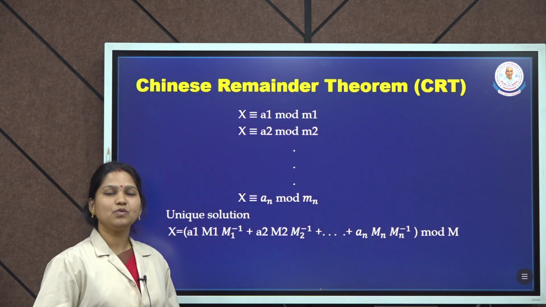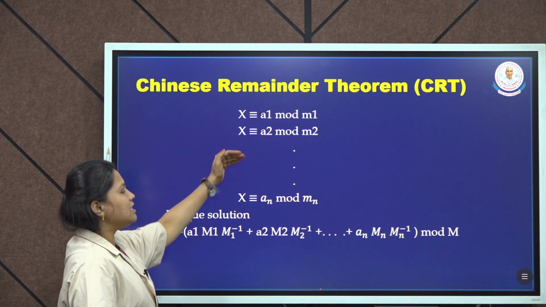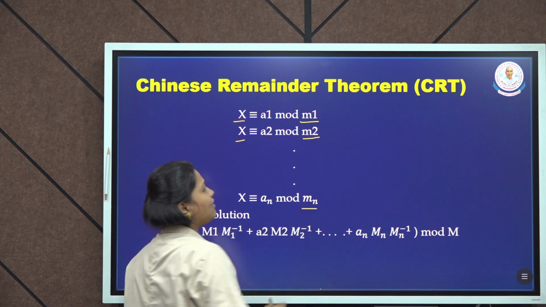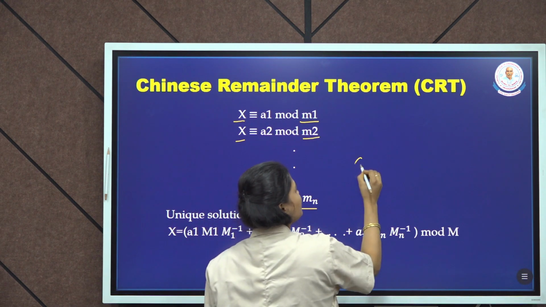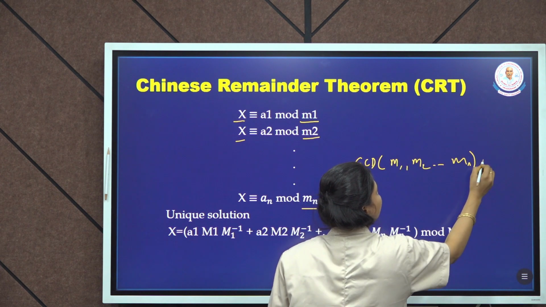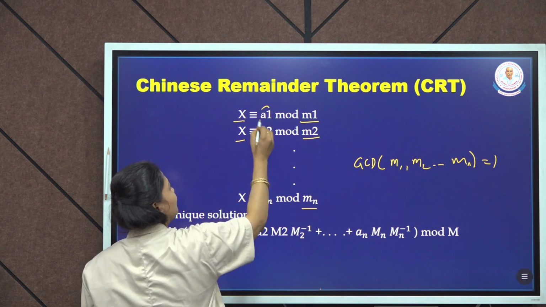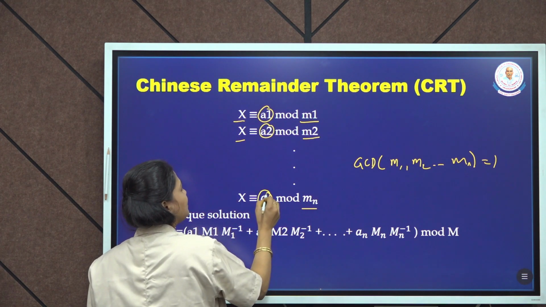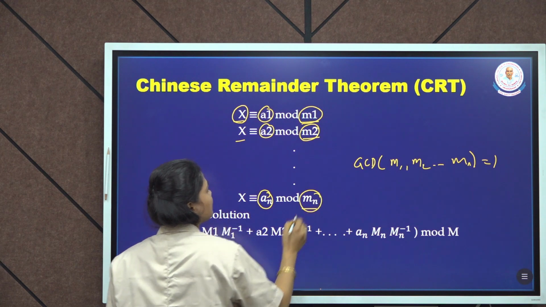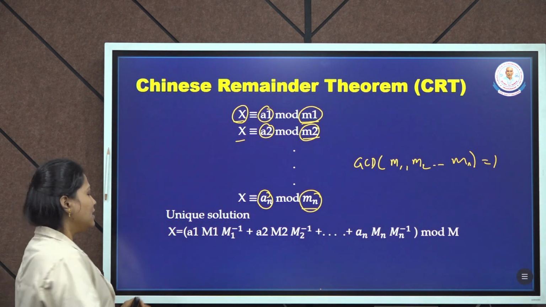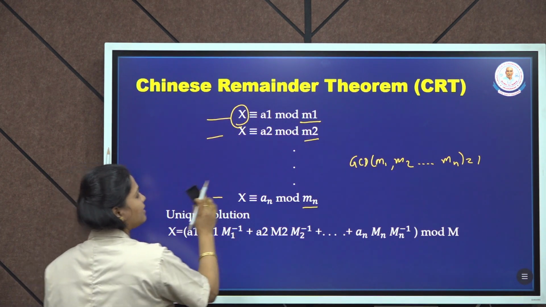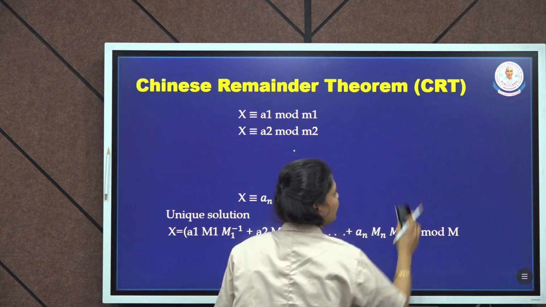Chinese Remainder Theorem helps to solve a set of different congruence equations with one variable and different moduli, which are all relatively prime, which means GCD of m1, m2 up to mn is equal to 1. Here a1, a2 up to an are the remainders when we divide x by m1, m2 up to mn respectively. So it gives a unique solution to find the value of x. To find the value of x, we need capital M1, capital M1 inverse and capital M values also.